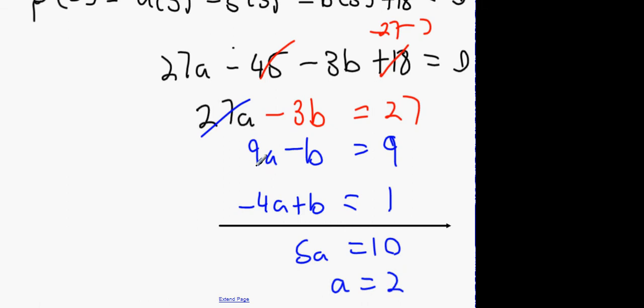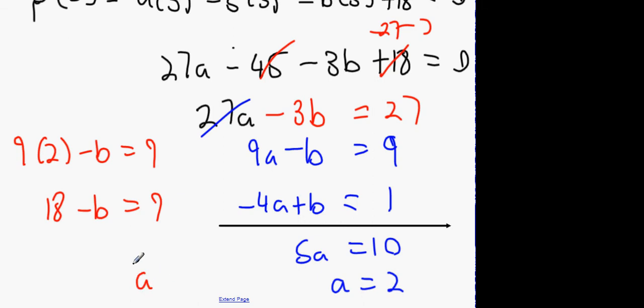Now that I know a is equal to 2, I'm going to sub it back into either equation. So it's going to be 9 multiplied by 2 minus b equals 9. 18 minus b equals 9. B therefore is equal to 9. I have a equals 2, b equals 9. I think the majority of the class got this far, did you?